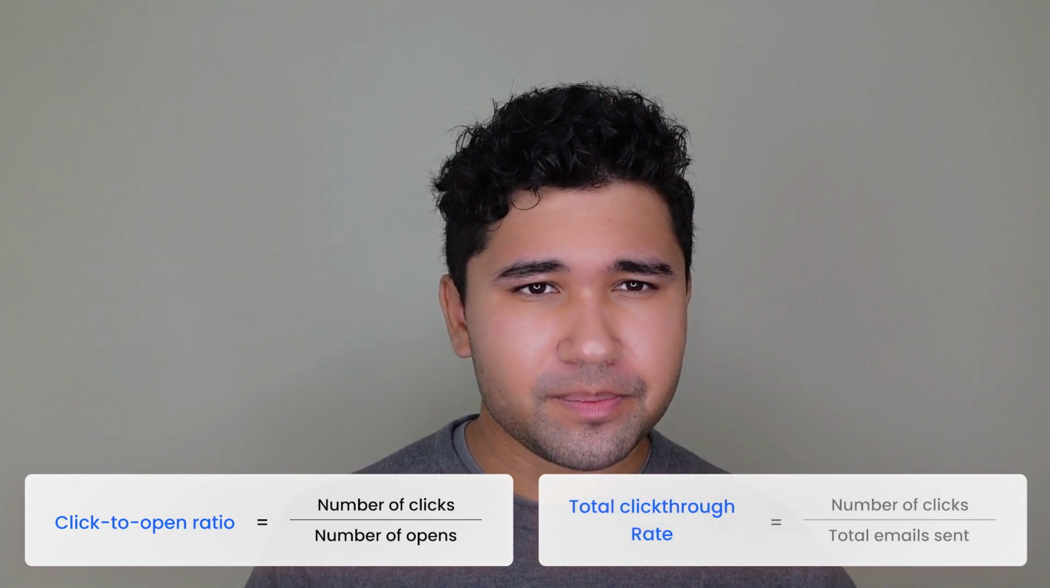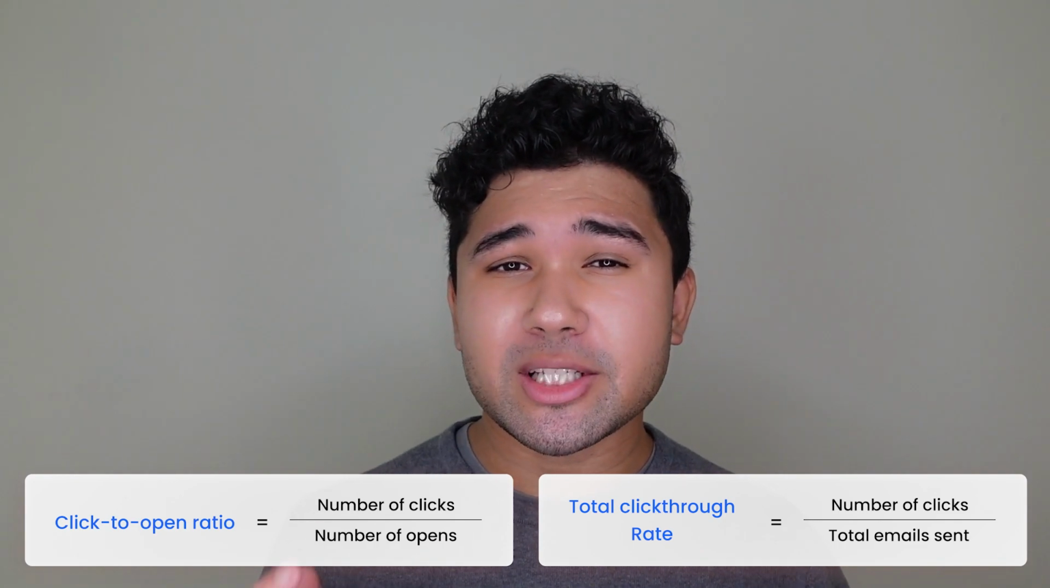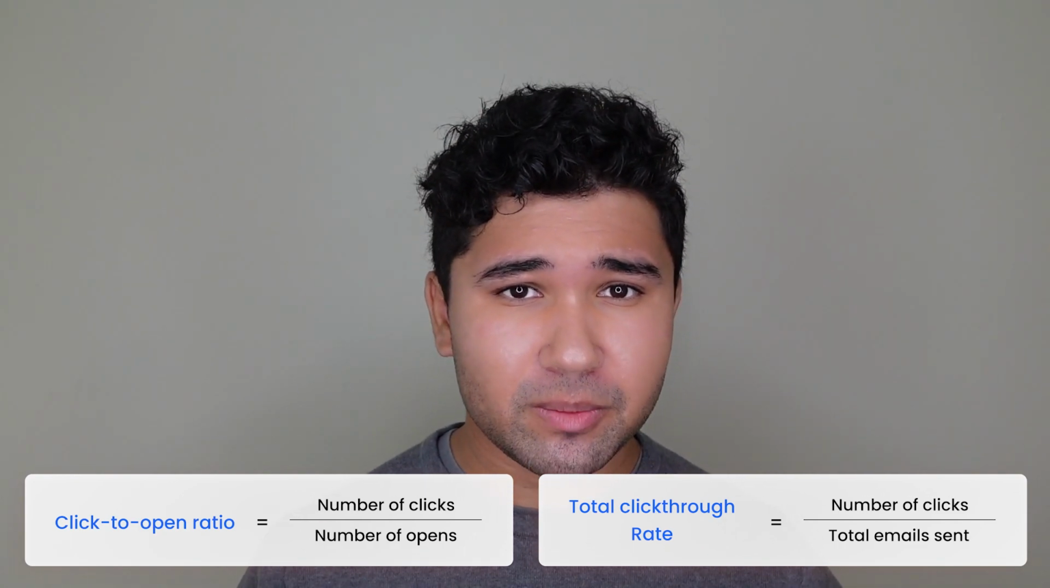I'm going to briefly mention two types of clicks. The click-to-open ratio. This is a measure of how many clicks you have based on how many opens you have. So essentially, if a user opens your email, how likely are they to click? The total click-through rate. This is the percentage of your total list of recipients that clicked on your email.